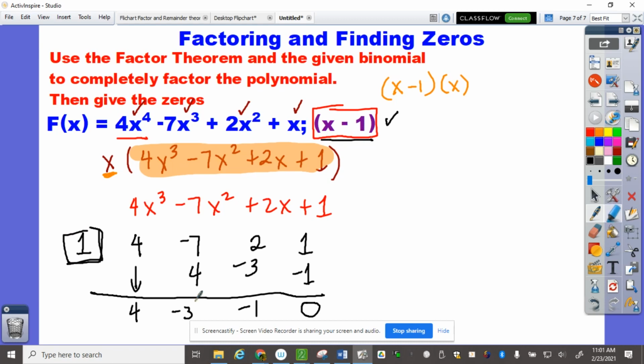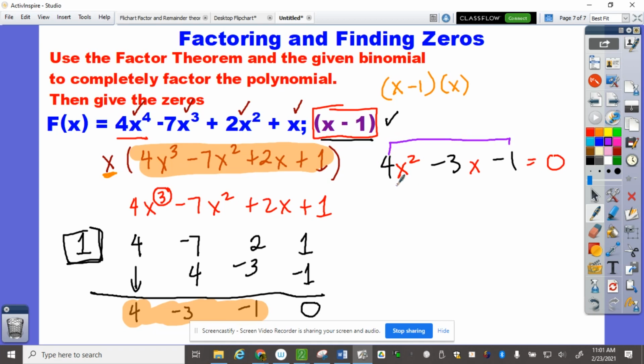So what's left with us here? We have here 4, negative 3, negative 1. What's the meaning of that one? The 4, negative 3, and negative 1, remember, that is your quotient, and it's always 1 degree less. So it's going to be 4x squared minus 3x minus 1 is equal to 0 now here. And remember how to do big boy factoring. If we have a leading coefficient there, we can do big boy factoring by multiplying 4 by negative 1. x squared minus 3x minus 4 is equal to 0.